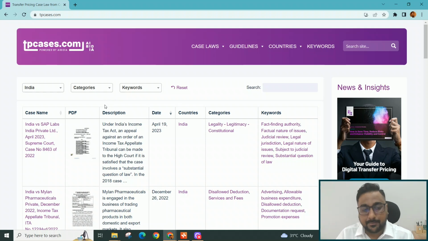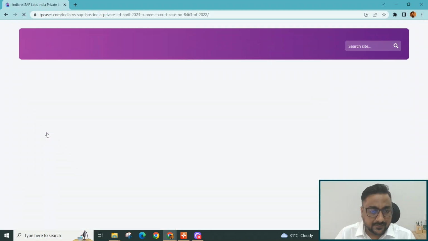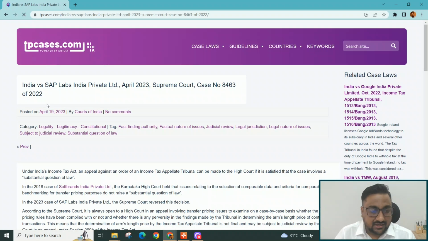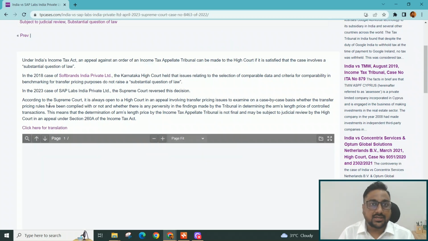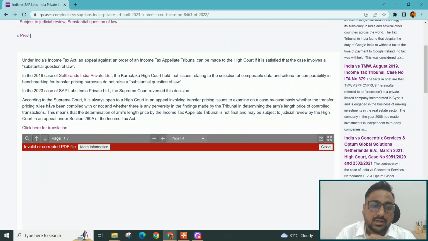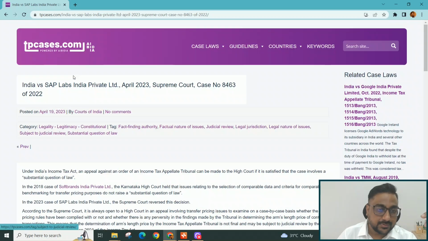There was one SAP case law which was introduced recently. If I open this, it gives me the gist of the entire case law. Obviously, before you get into that, you have to read the entire case law, the entire ruling. But yes, it gives you the gist, and if it shows that it is an invalid or corrupted file, you can find this case law from the public court forum, that is the ITAT website or the High Court website, wherever the judgment has been declared.